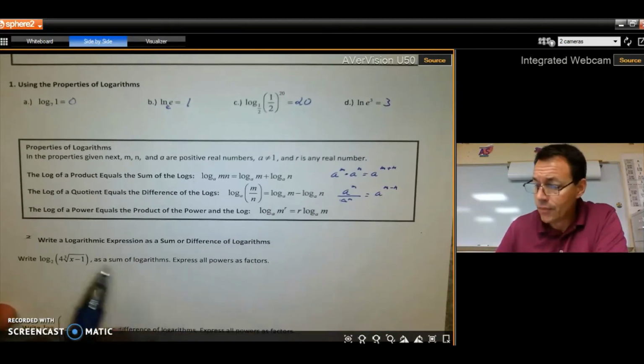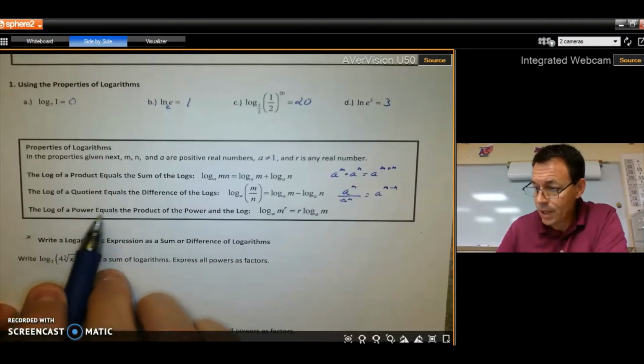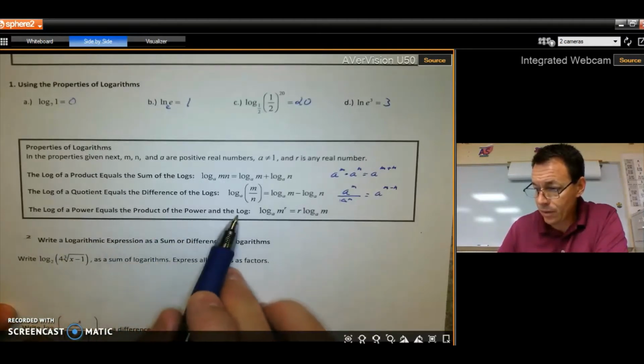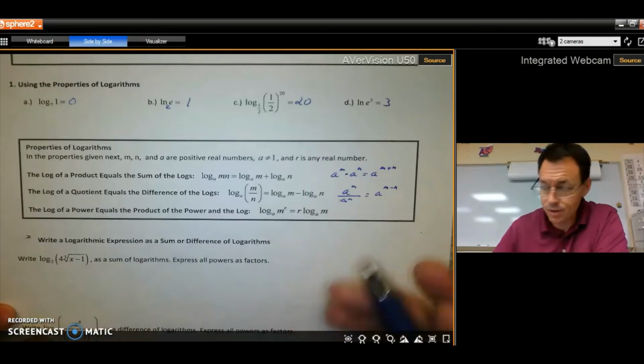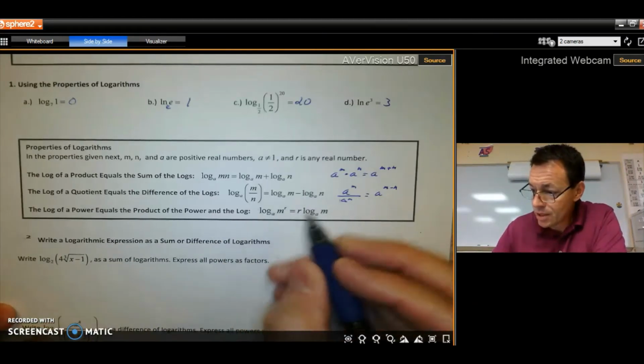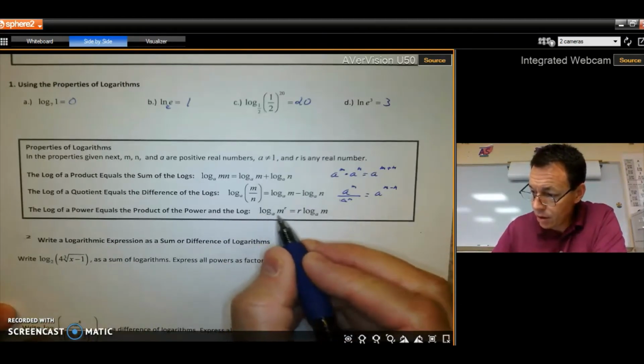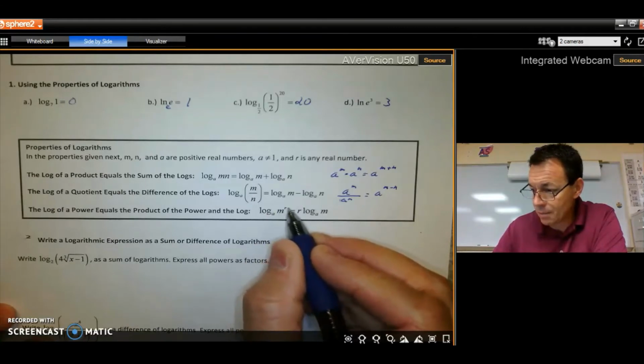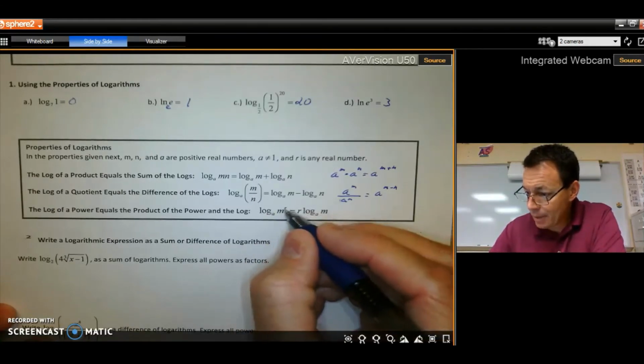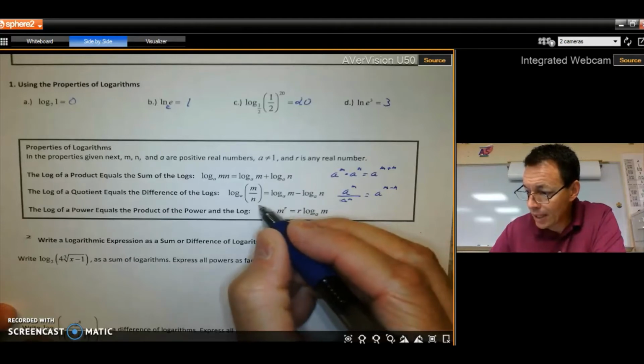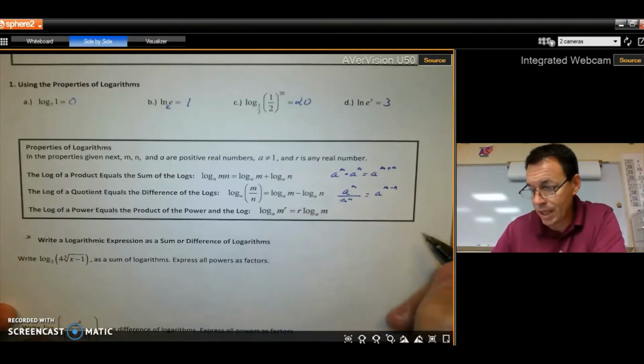Okay, the last one. The log of a power equals the product of the power and the log. Now, those words aren't going to mean anything to you. Here's what it says. If you are taking the log base a of m to some power, I can take the power and I can bring it out front and write it as a multiplication.